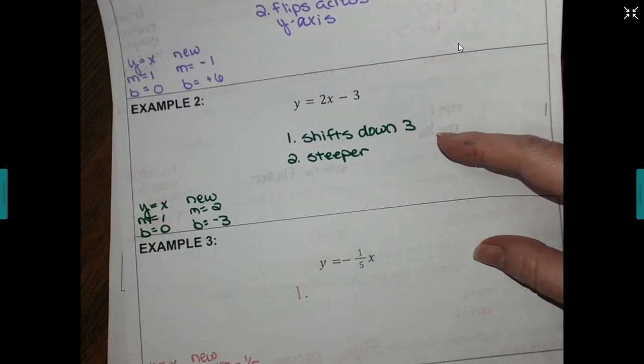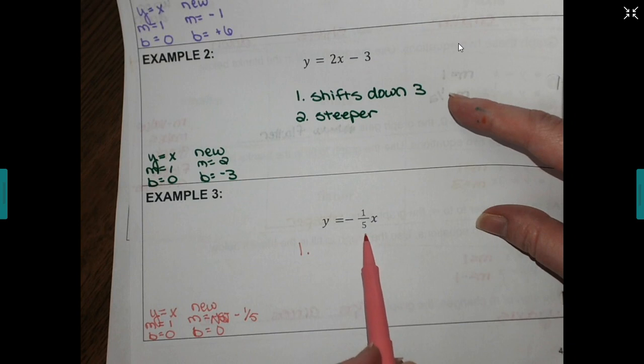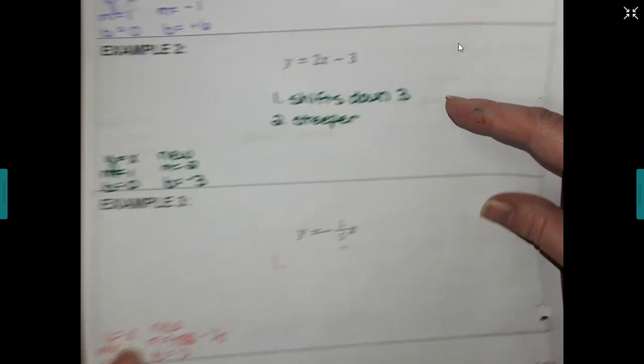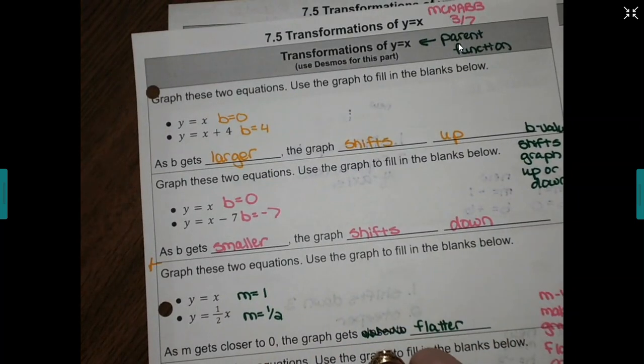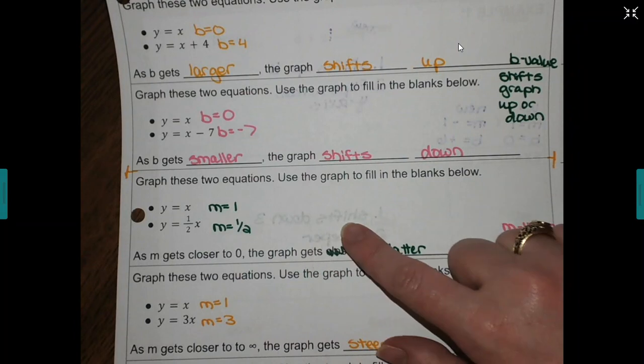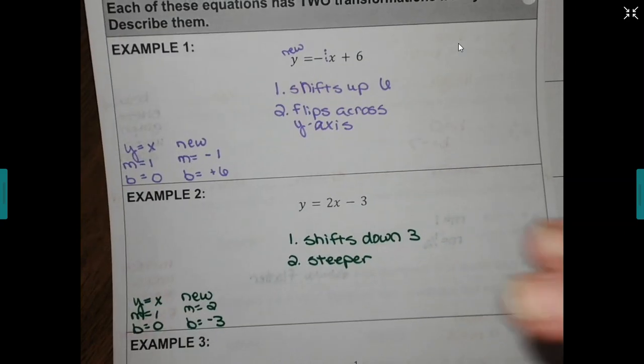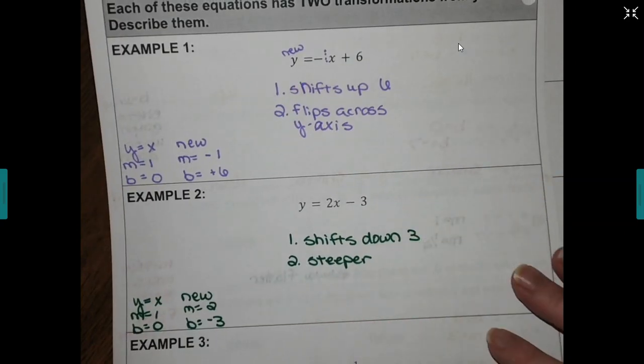Okay, so let's look for the first one. I know that this is a fraction, so it's getting less than 1. So I know that my m is getting closer to 0. As m gets closer to 0, the graph gets flatter. Because remember, a 0 slope is completely horizontal. So as our slope gets closer to 0, it's going to get more and more horizontal. So it gets flatter.